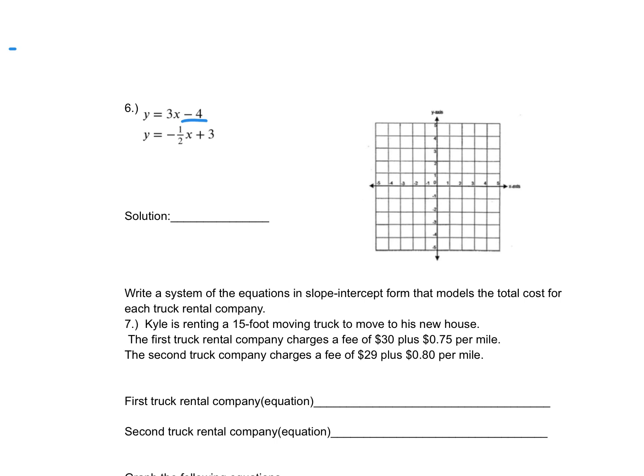We come to our graph. We're going to plot our negative 4, and our slope is positive 3 over 1. So we're going to rise 3: 1, 2, 3 over 1. Again, 1, 2, 3 over 1. Remember, we're going to get those 3 data points.